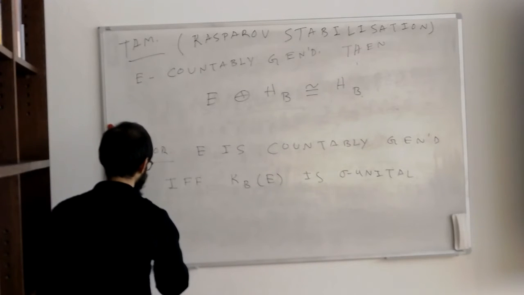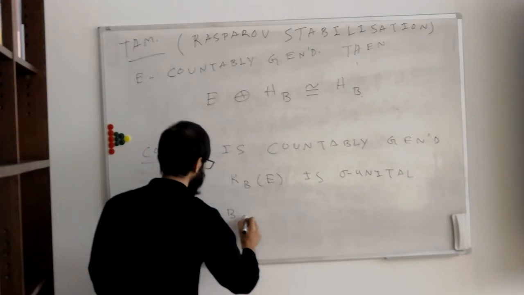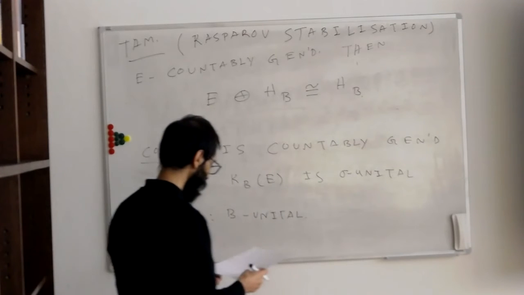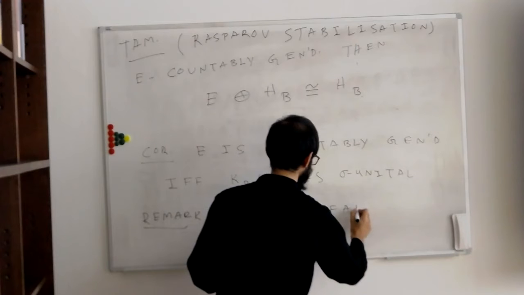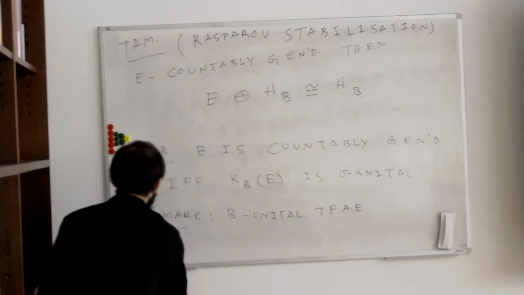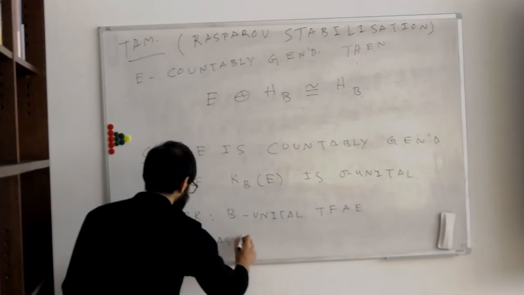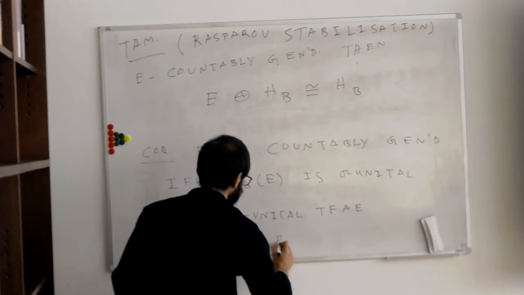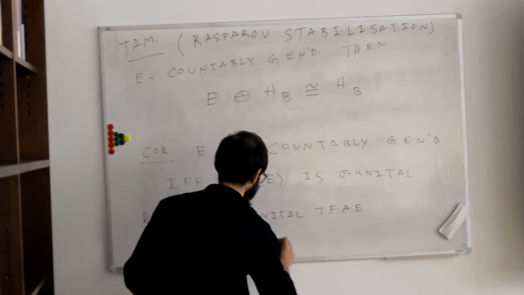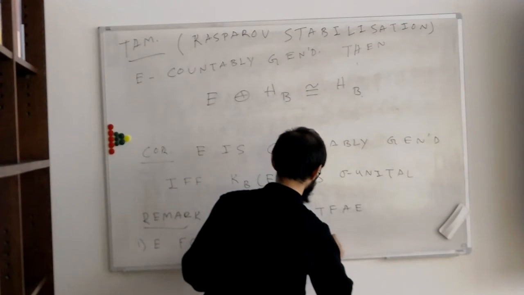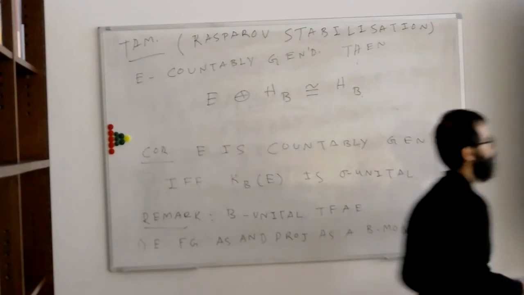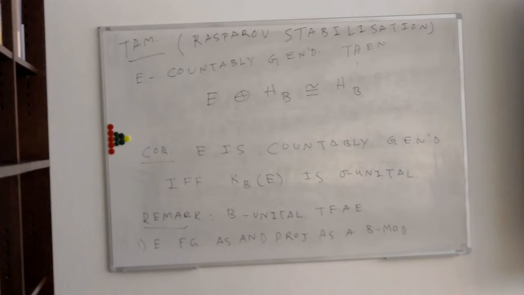Okay, so a remark. Take B to be unital. Suppose E is finitely generated and projective as a module. Then the compacts are the full adjointables, and the identity of E is compact.